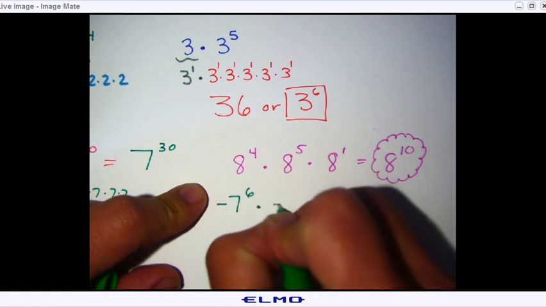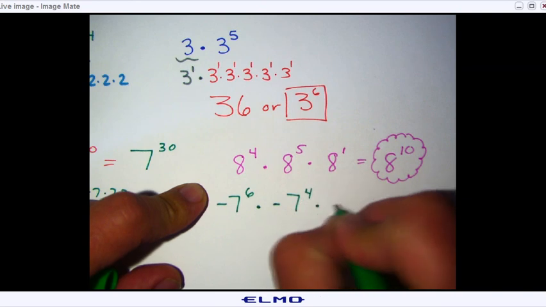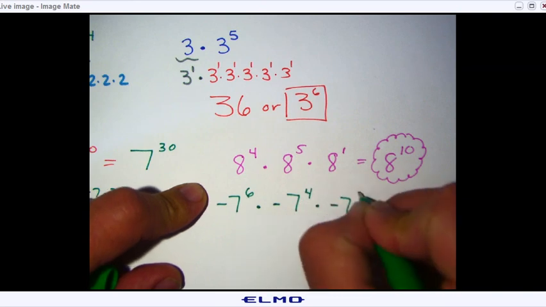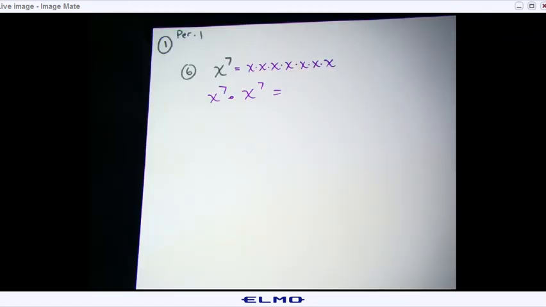-7 to the power 6 times -7 to the power of 4 times -7 to the power of 3. Try to go ahead and do that one. See? Okay? It's all about that base. Because the base is the same. Oh, sorry. So there you go.